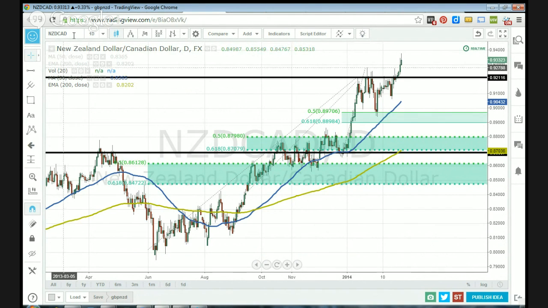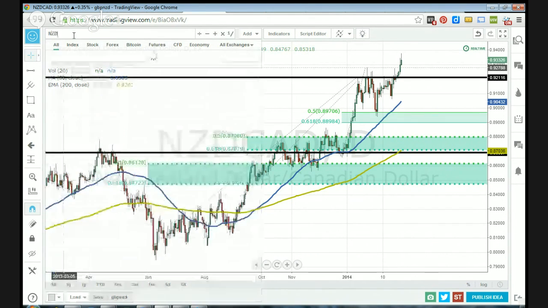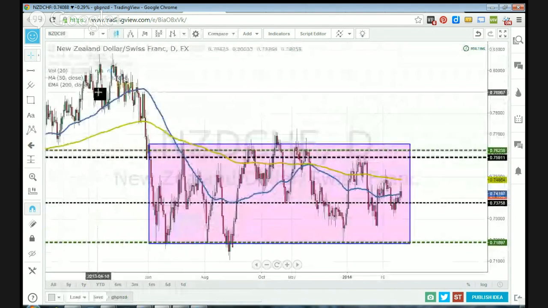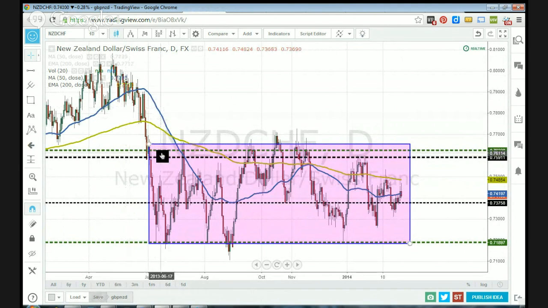Kiwi Canada, nothing to do here. It's running away. Let's see if we can pull back to 92.11. Kiwi Swiss. Now I'm really interested in this pair. Euro Kiwi, I'm looking to go long. So Kiwi Swiss, is there a short opportunity setting up? It's not. I still find this to be more range bound than a clear downtrend.